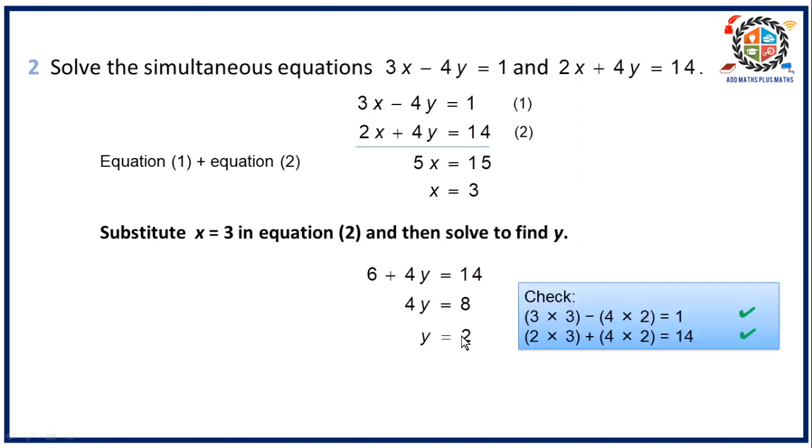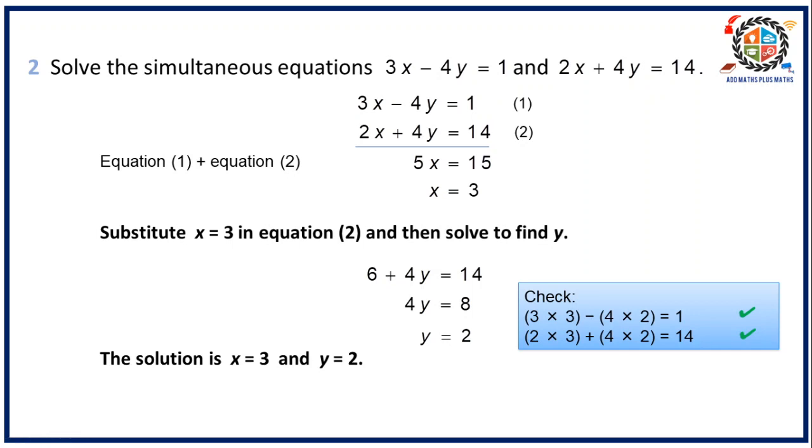Let's check our answers. 3 times 3 because x is 3, minus 4 times 2 because y is 2. 3 times 3 is 9 minus 4 times 2 is 8. 9 minus 8 is 1. So check. Next, I have 2x: 2 times 3 is 6, plus 4 times 2 is 8. 6 plus 8 is 14. So I'll put a check on that. It means our answers are valid. Therefore, x is equal to 3 and y is equal to 2.